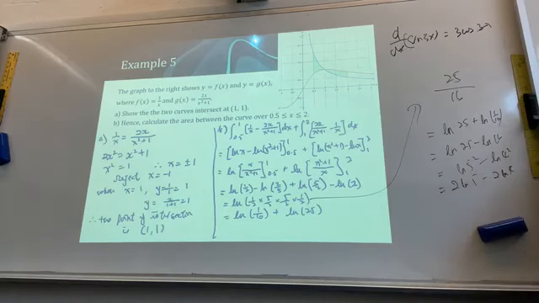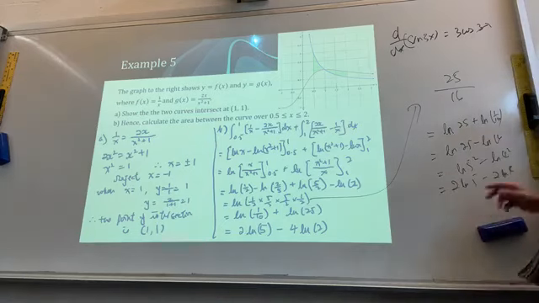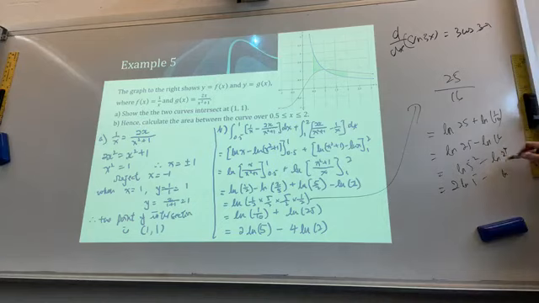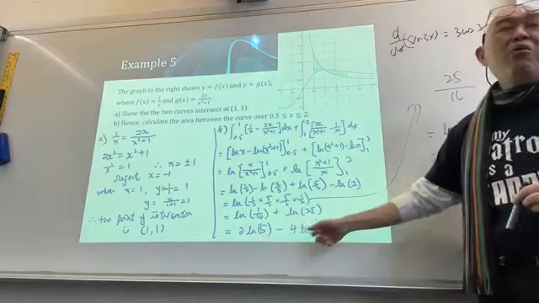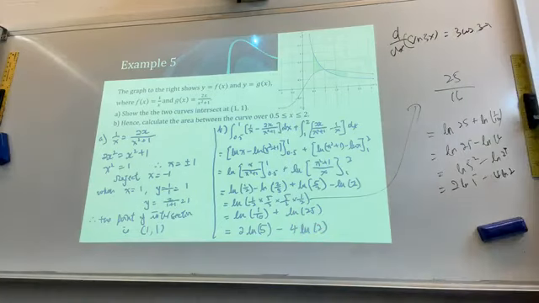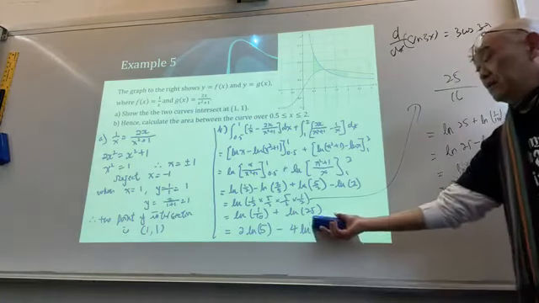Actually, 2 log of 4 is equal to 4 log of 2, because 4 is 2 to the power of 2. So my answer is 4 log of 2. Now, there's no reason why 2 log of 4 would be wrong. It's the same thing anyway. Alright?